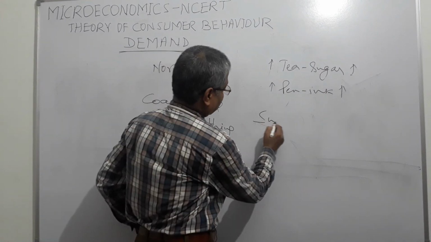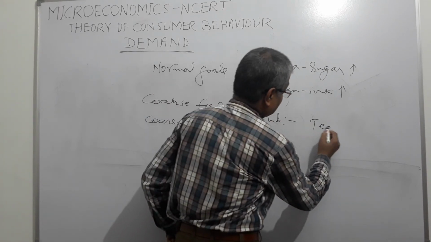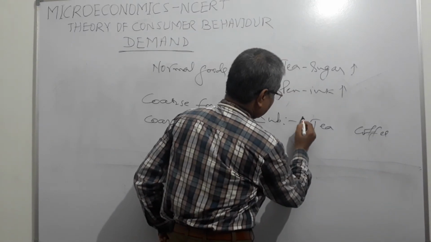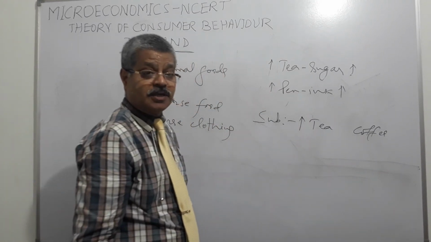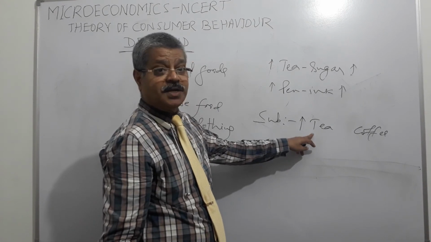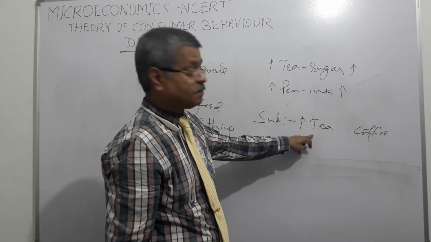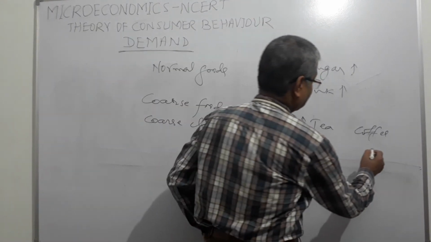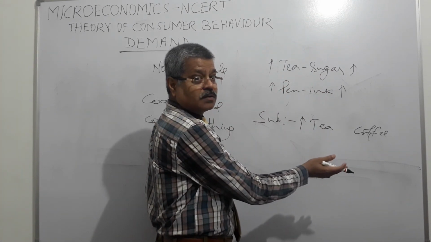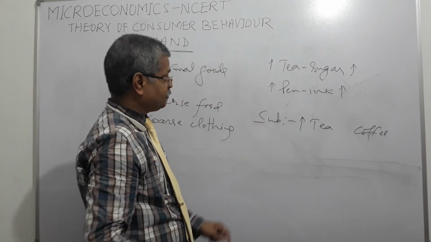But in case of substitutes, it's the other way around. What are the substitutes? Tea, coffee. If the demand for tea goes up, then what happens? Demand for tea goes up, so its price also will move up. So people will try to shift to coffee. When people start buying more coffee, demand is more, and the price of coffee also will start going up.